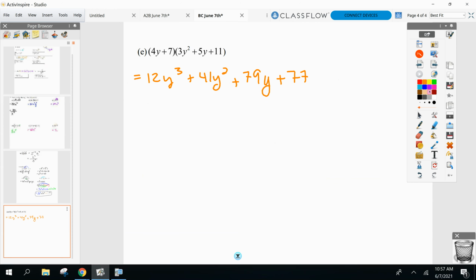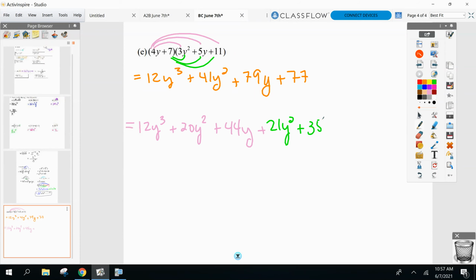All right, if you didn't get one of those, that's fine. Ready? Here's where everything comes from. And I'm distributing this way, by the way, just so everyone knows. 12y to the third plus 20y squared plus 44y, and that's distributing 4y right there. Now I'll distribute the 7: plus 21y squared plus 35y plus 77. So that's what I get written all out when I distribute 4y and 7.